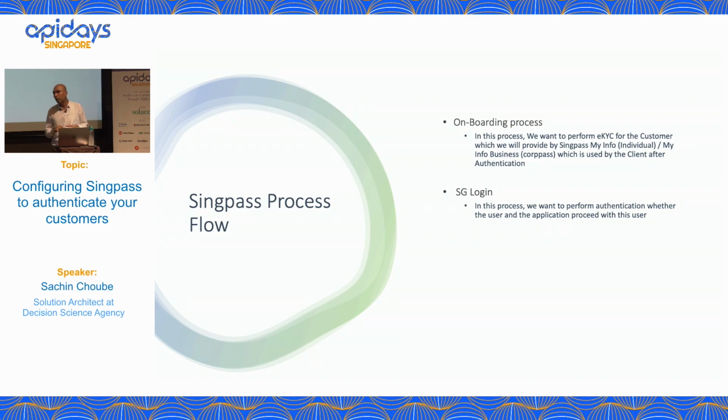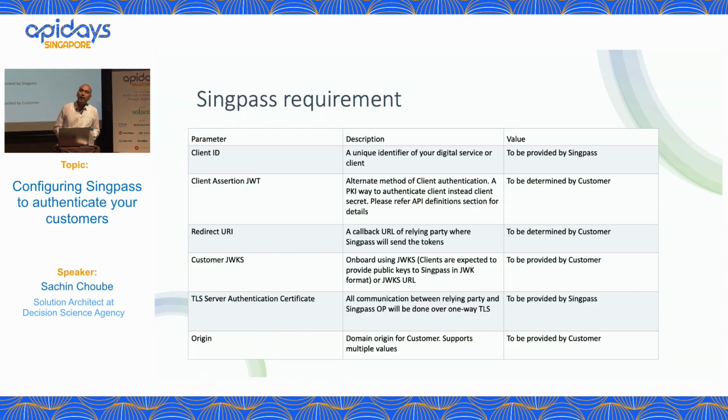Second is SG login. In case of SG login, you will be using SingPass for authentication purposes. If you want to implement SingPass in your organization, two things will be given by SingPass: the client ID and the TLS certificate, the server authentication certificate. The remaining options, such as client assertion, JWT, redirect URL, customer JWS, and origin, have to be specified by you if for any reason you want to use them in your organization.